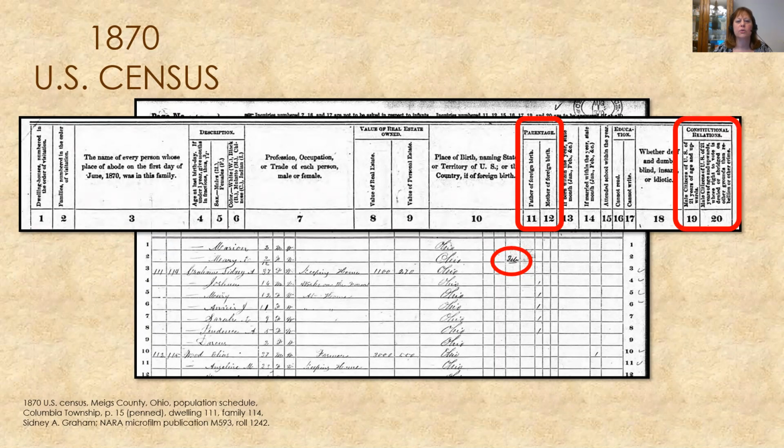Lastly, a constitutional relations category was added, which recorded two items: male citizens of the U.S. age 21 and upward, and male citizens of the U.S. age 21 and upwards whose right to vote was denied or abridged on grounds other than rebellion or other crime.